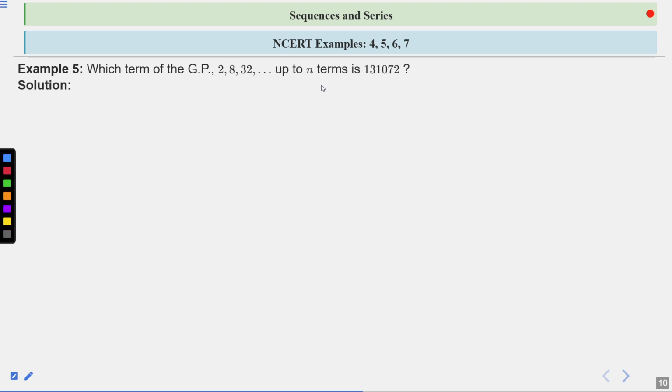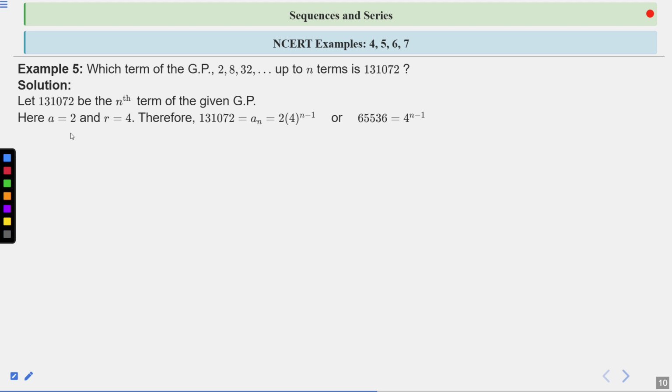Solution. Let 1,31,072 be some nth position term of your given GP. Now, what we are given is the first term of your GP, which is 2. So, a is 2. Now, what is your common ratio? If you have a GP, you must have a common ratio. In this case, r is 4. How? Just divide 8 by 2, or just divide 32 by its predecessor 8. Simple. You will get r as 4.